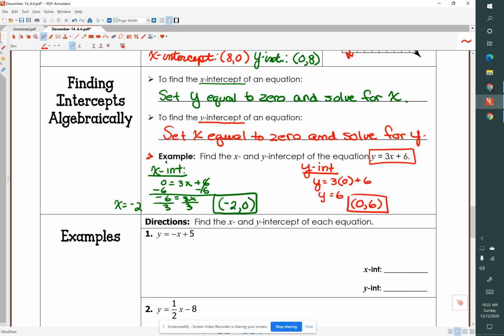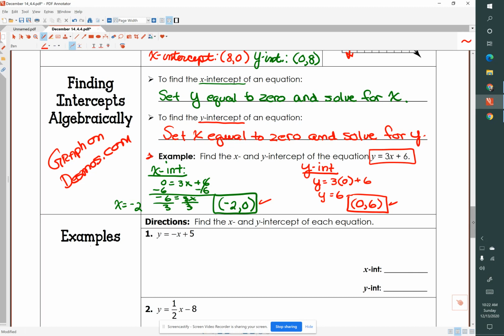And that's our y-intercept. So our x-intercept is negative 2, 0. Our y-intercept is 0, 6. And if you were to graph that on Desmos, I recommend that you do that right now. You would see the x-intercept of negative 2, 0 and the y-intercept of 0, 6.